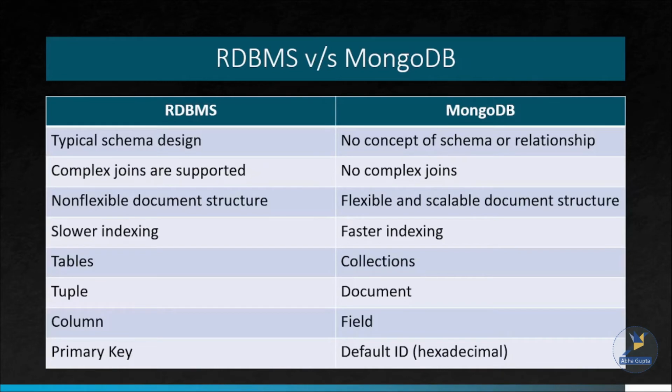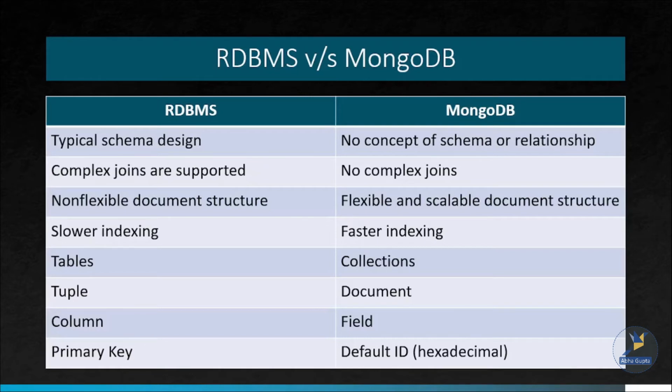Let us talk about the difference between the RDBMS, that is the relational database management systems, and MongoDB. Our relational database management system has a typical schema design. When we start working with RDBMS, we have to have a schema or the design, how the tables will be structured, what all fields, columns will be there. Whereas when we talk about MongoDB, it's a document oriented database where there is no concept of schema or relationship. In RDBMS, we have different types of complex joins, whereas no complex joins are available in MongoDB.